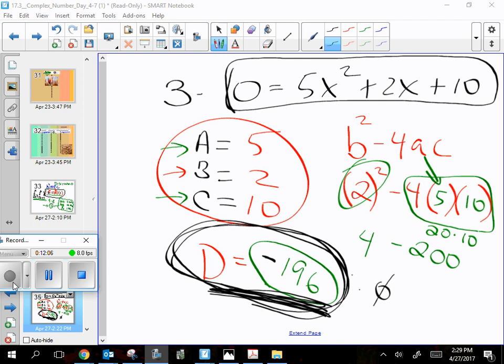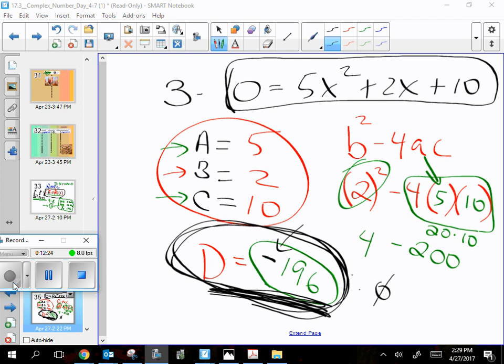How do you know? If it's 2 solutions, this number is positive. If the D answer you get is positive, you're going to get 2 solutions. And if it's 0, sometimes it comes out to 0, then there'll be 1 solution.